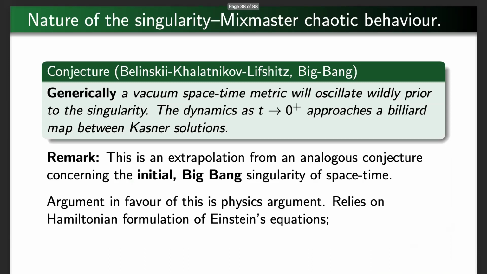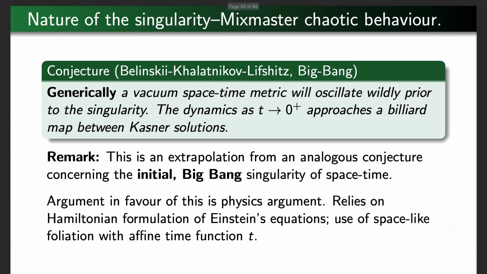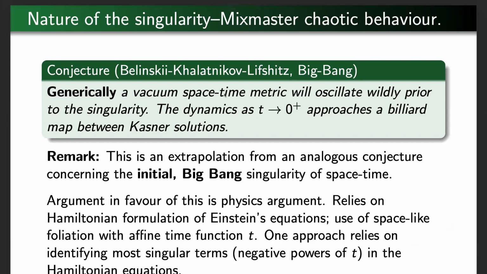Okay. So let me discuss, for example, the Belinsky and others' recent book. The argument in favor is for the physics. Let me give a very descriptive summary of the argument. It uses the Hamiltonian formulation of Einstein equations. It stipulates that there's a space-like foliation.